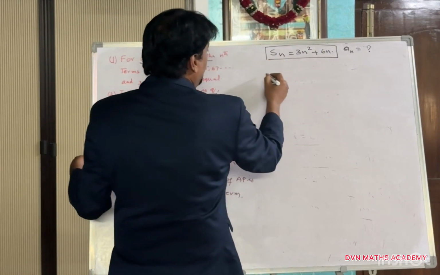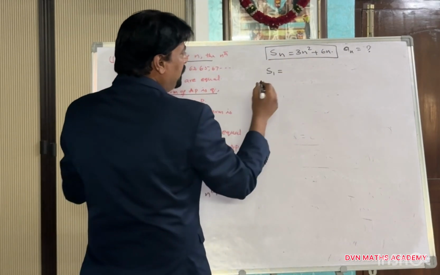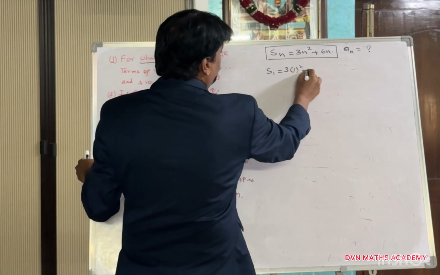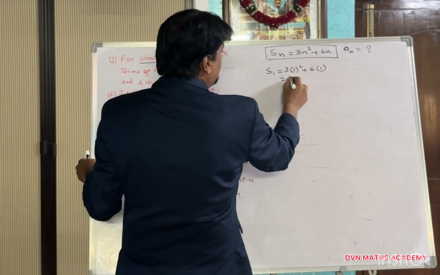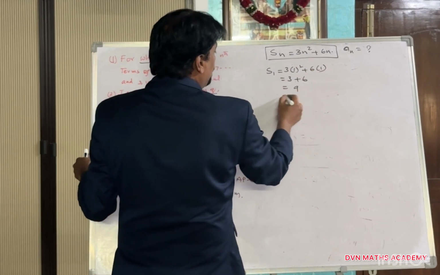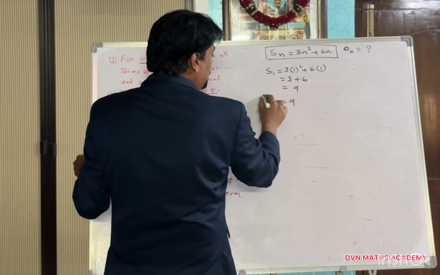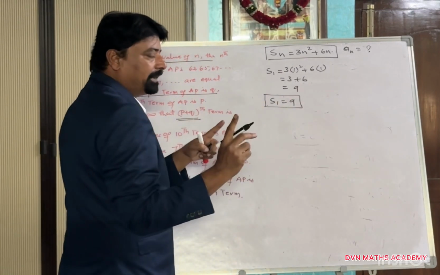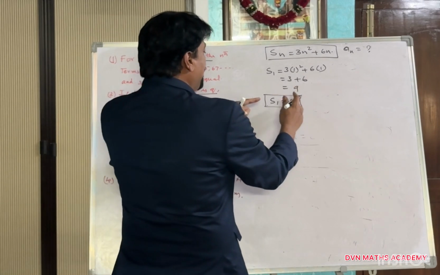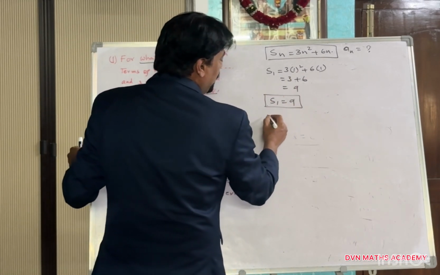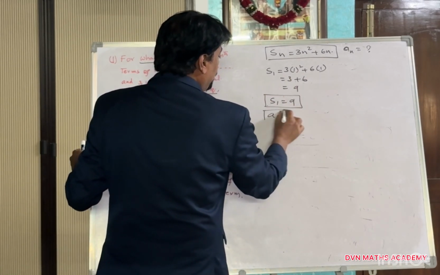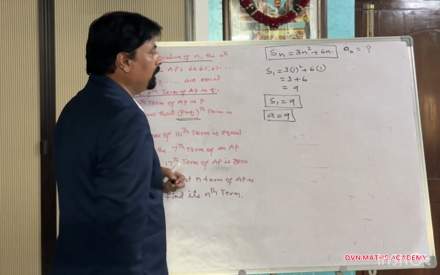I will write S1 here. S1 means the sum of one term, that is 3 into 1 square plus 6 into 1. That is 3 plus 6, which is equal to 9. So S1 is equal to 9. S1 is the sum of one term, which means it is the first term itself. Therefore a is equal to 9. The first term a is equal to 9.